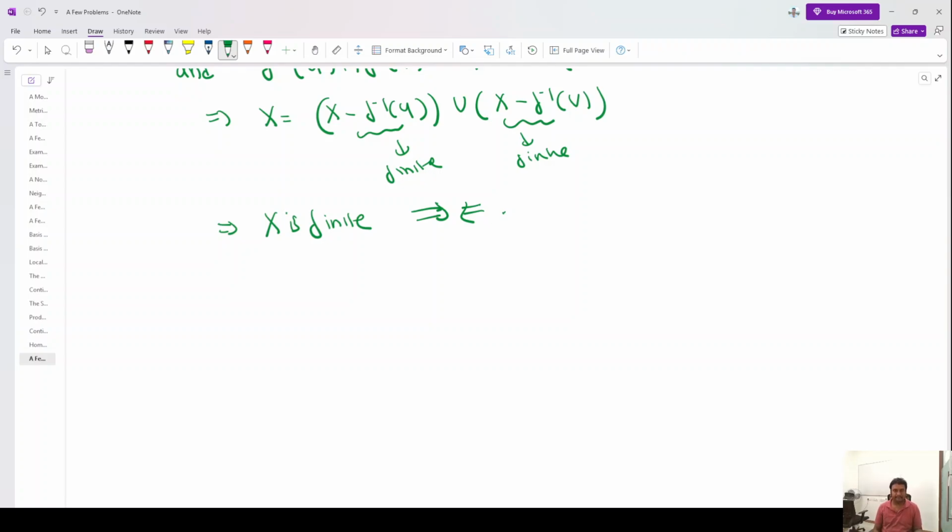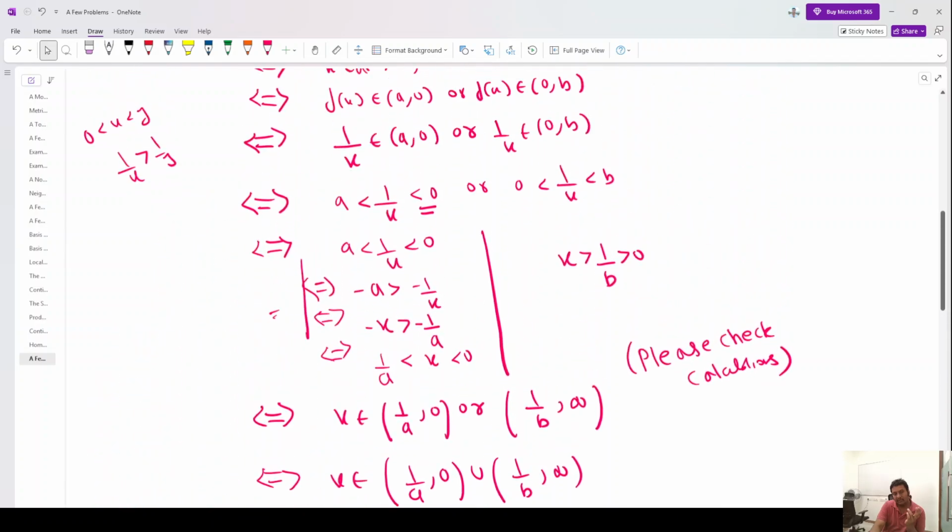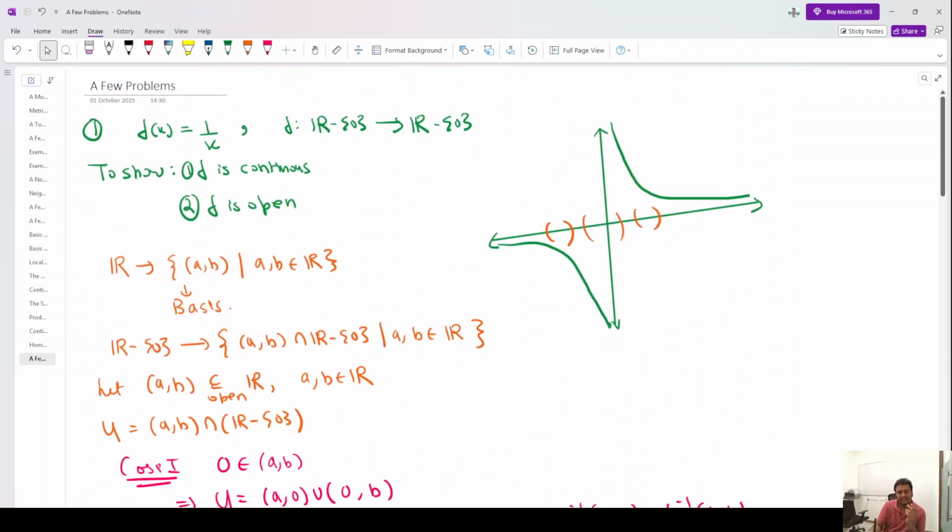Oh, by the way, in the first question, I forgot to prove this is an open map. So this is your exercise.